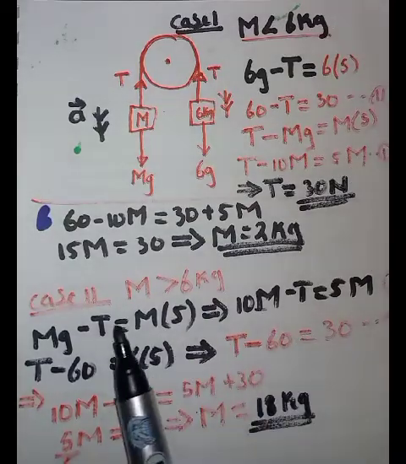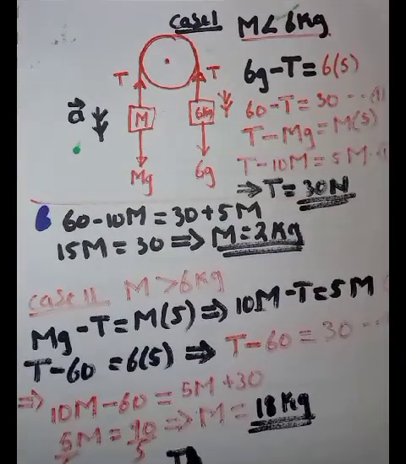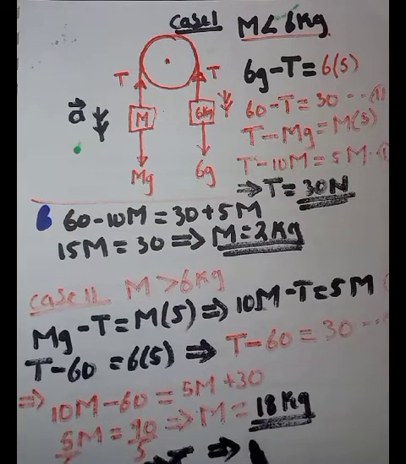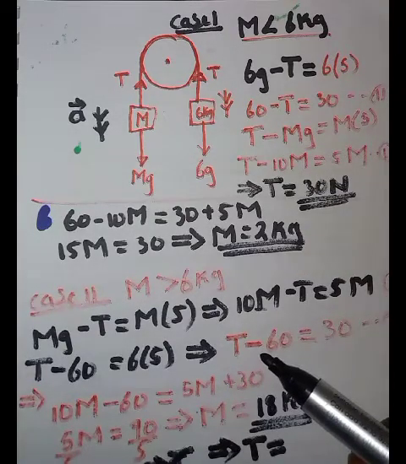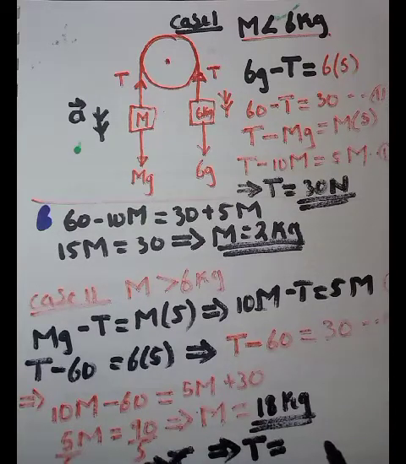Now if M is greater than 6 kilogram, from your equation 2, you are going to have your tension T equal to, if you send negative 60 to the right hand side, 30 plus 60, which gives you 90 newtons.